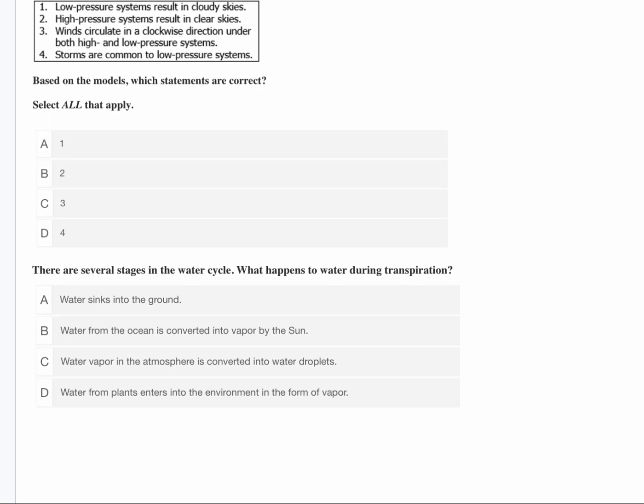There are several stages in the water cycle. What happens to the water during transpiration? A. Water sinks into the ground. B. Water from the ocean is converted into vapor by the sun. C. Water vapor in the atmosphere is converted into water droplets. D. Water from plants enters into the environment in the form of vapor.